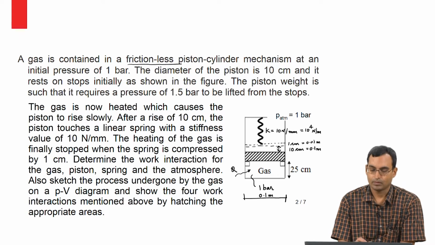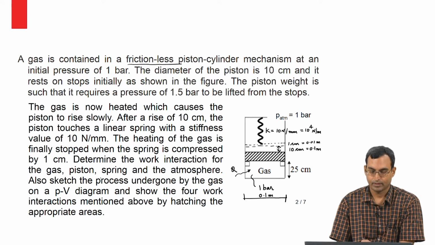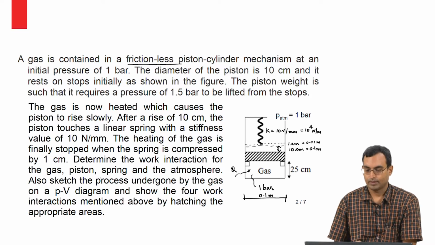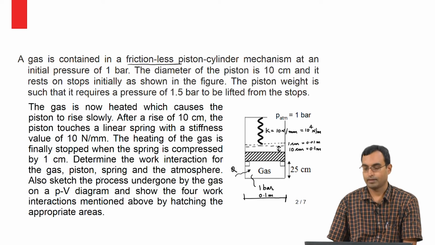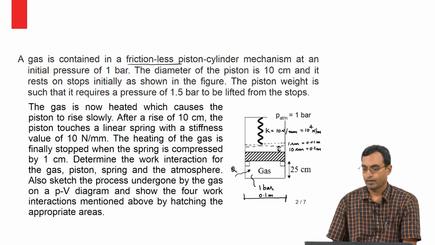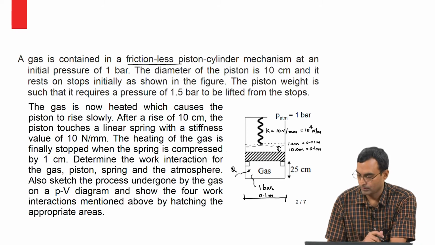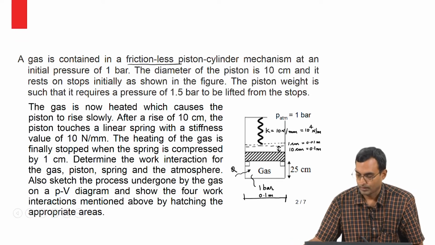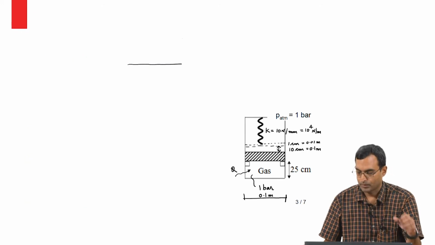We are asked to find out the work interaction for the gas, the piston, the spring and the atmosphere, and we are also asked to sketch these processes on a PV diagram and show the work interactions by hatching the appropriate areas. So, we have more or less all the information which is given initially, which is plotted over here. You may want to start thinking about it. Okay. So, we are now going to see how we can approach this problem.